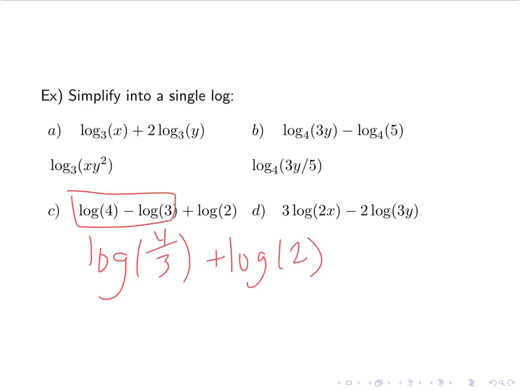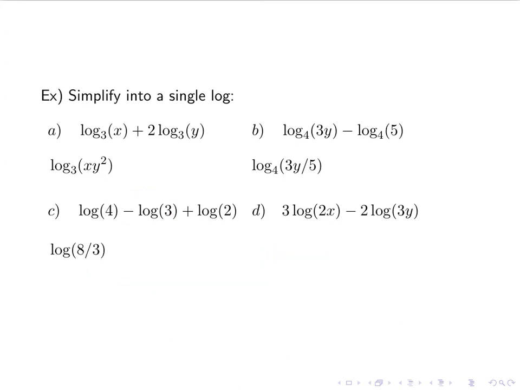So the fact that I'm adding them now means I'm going to multiply. So I'm going to have log of 4/3 times 2. But I know what that is. That's just 8/3. So I have log of 8 divided by 3.